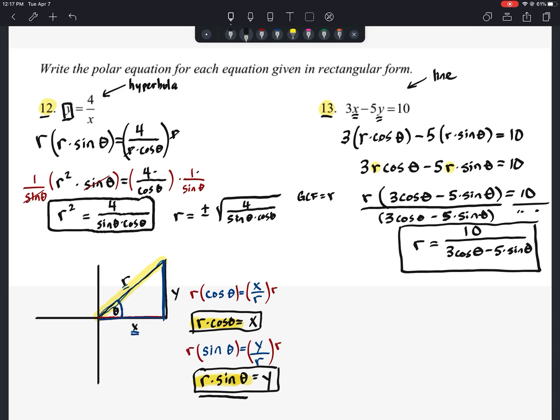Those are problems number 12 and 13. Now remember, if you wanted to check them, you could graph this in function mode on your calculator, and you could graph this in polar mode on your calculator, and you should end up with the same graphs.